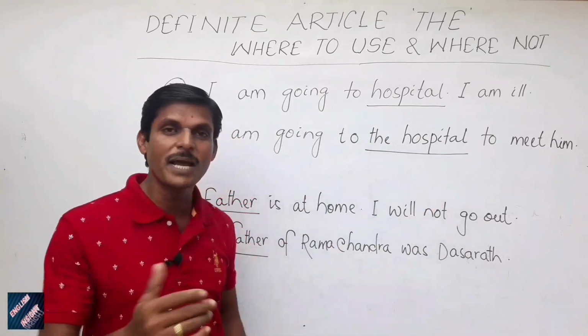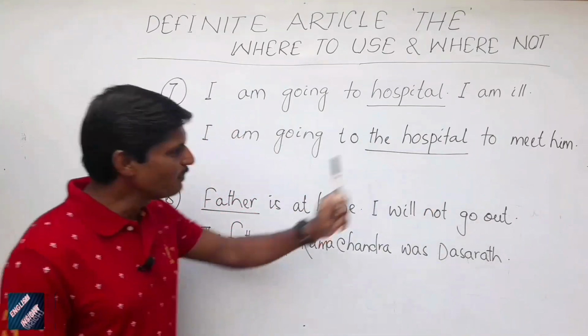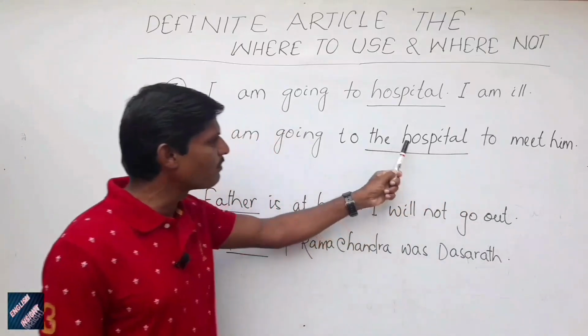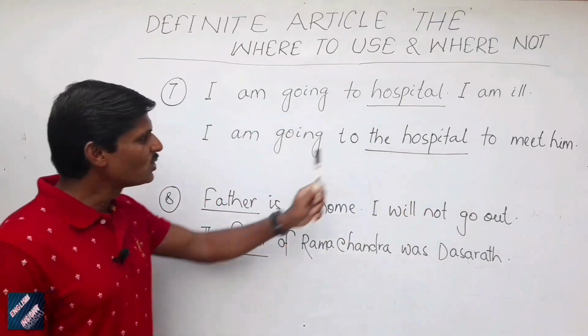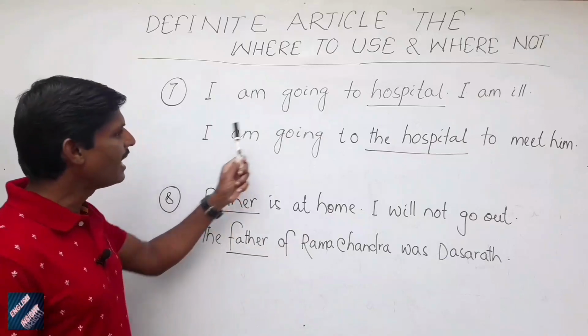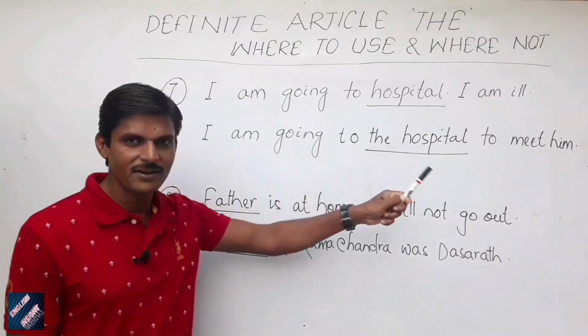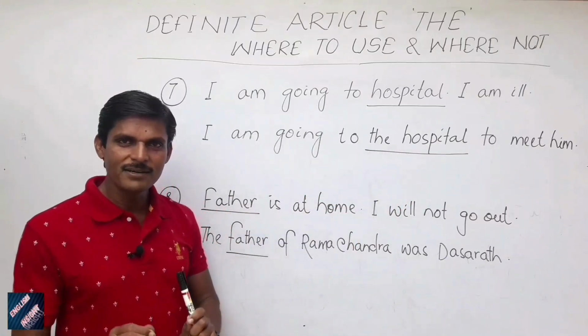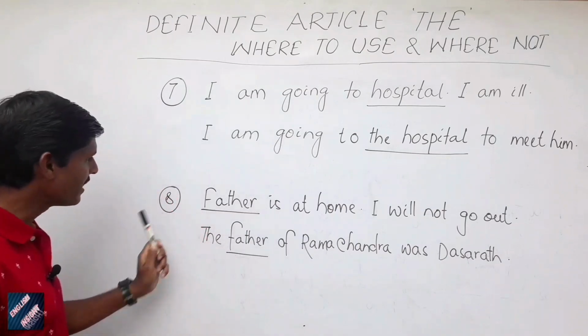It is beyond the primary purpose of the hospital. To meet someone is not the primary purpose of the hospital. So, the is used. So, it's written I am going to the hospital to meet him. Okay? This is pair number 7. Now we'll come to pair number 8.